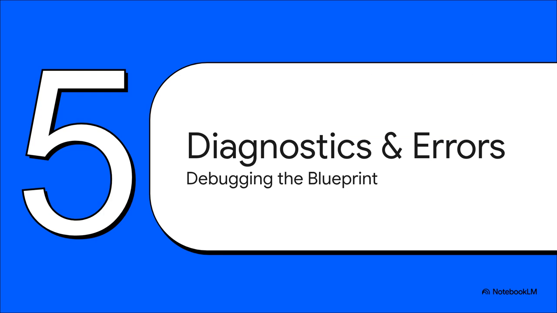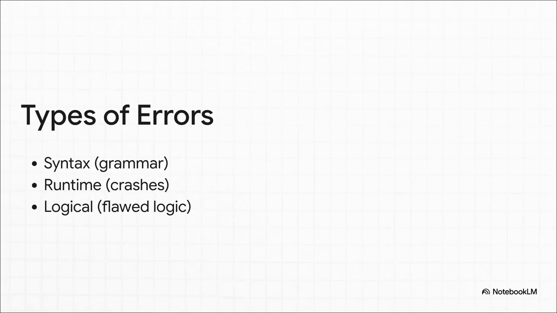Section 5. Diagnostics and error handling. Look, you're inevitably going to try to do math on a text string at some point, so every good builder expects to make mistakes. Let's look at diagnostics. In programming, debugging is not a failure. It's just a totally normal, expected diagnostic step in the engineering process. You're mostly going to run into 3 types of errors.